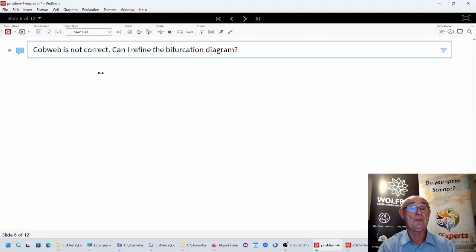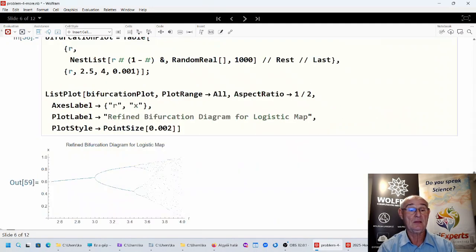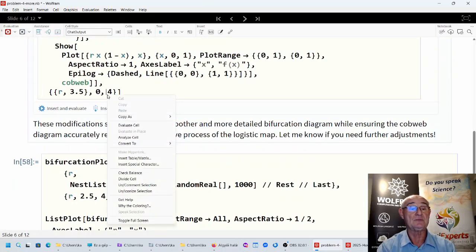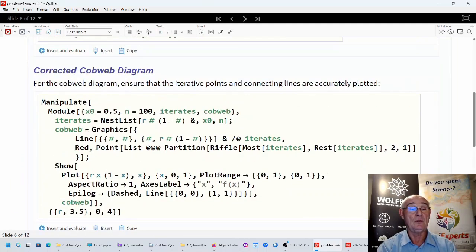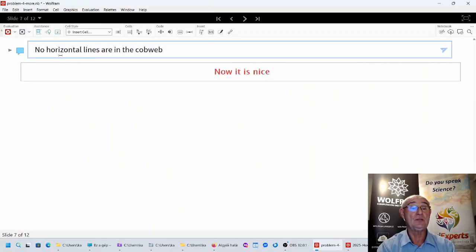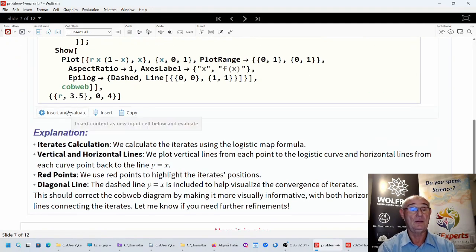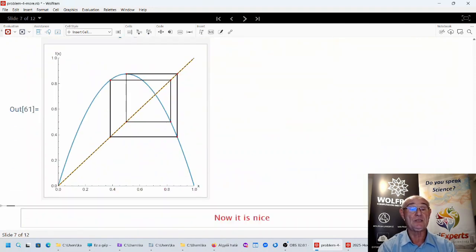What to do? I said cobweb is not correct. I would like to refine the diagram, but the cobweb should be corrected. Look at the result. It's much better than before. Actually, the bifurcation diagram is much better than it was before. Now, look at the cobweb. It's still wrong. So, I said no horizontal lines are in the cobweb. Hopefully the final version is good.